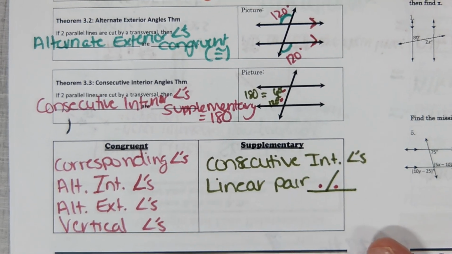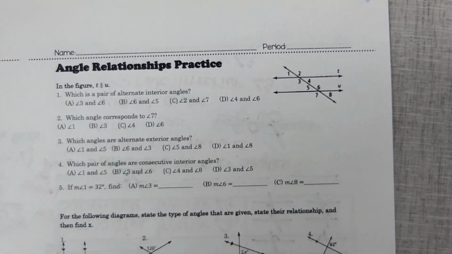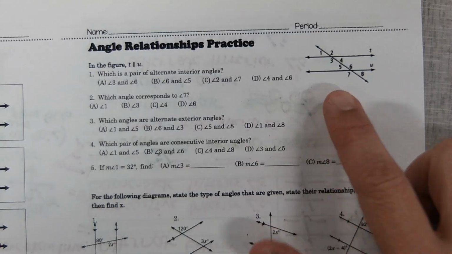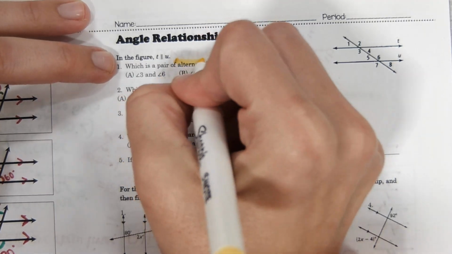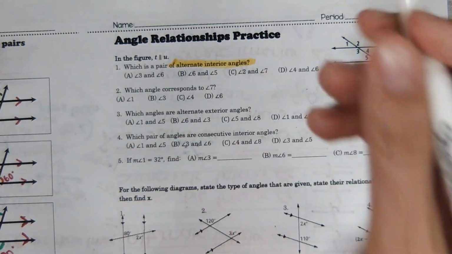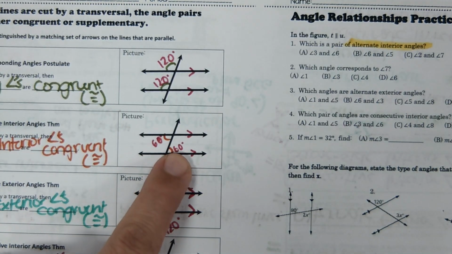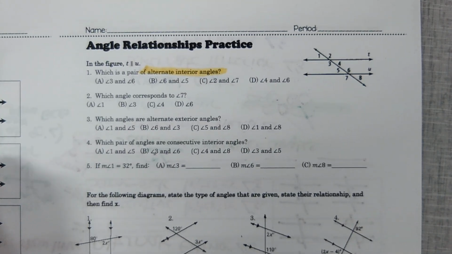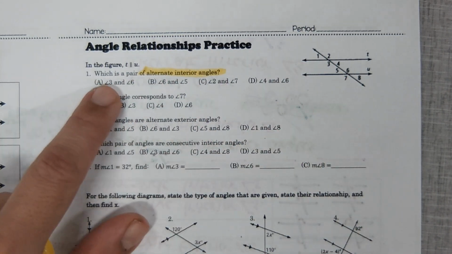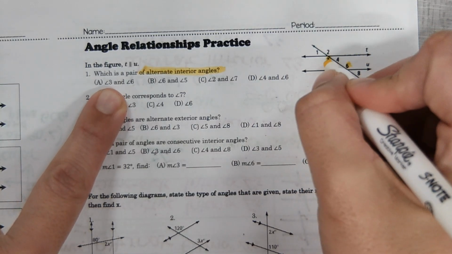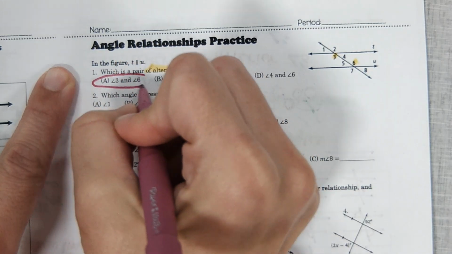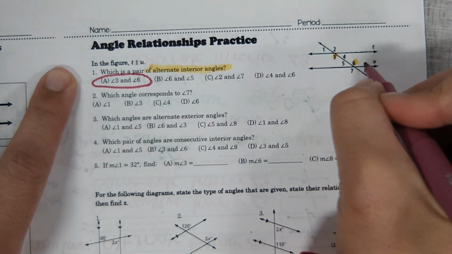Okay, then over here, we are going to go over some practice in terms of just identifying angles. It says which is a pair of alternate interior angles. So alternate interior angles, alternate sides of the transversal on the interior of the parallel lines, and that's what I'm looking for in terms of this picture. So 3 and 6, the first answer choice. It just so happens 3 and 6 are alternate interior angles, so that is the correct answer there.